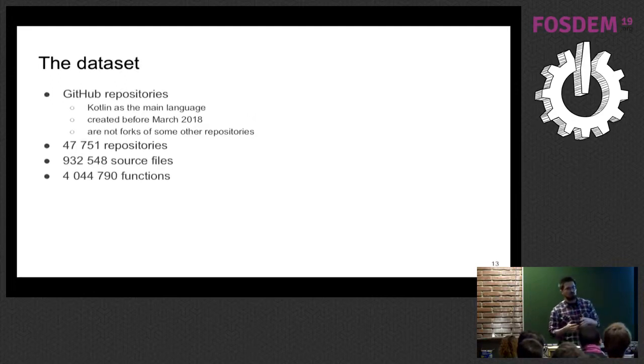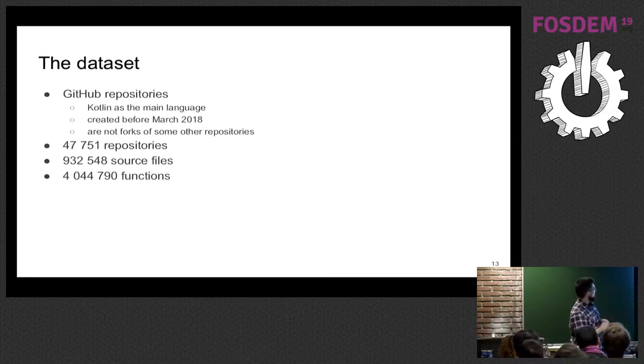Today, I'll talk about 3 experiments that we've performed last year. Well, now the data is different. For example, for last year, the amount of Kotlin code has doubled on GitHub also. But anyway, we fetched all repositories that stated Kotlin as their main programming language, that were not forks of any repositories, and that were created before March.